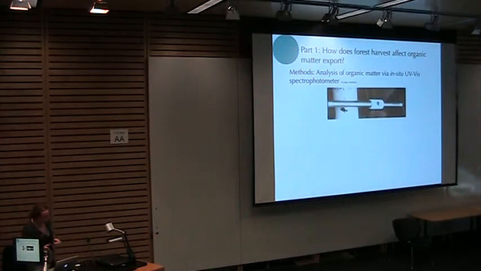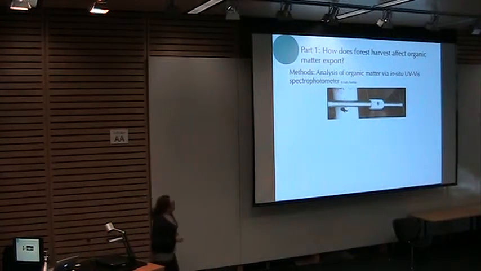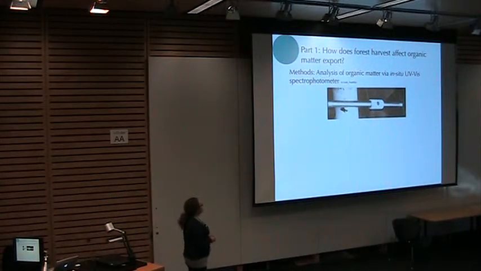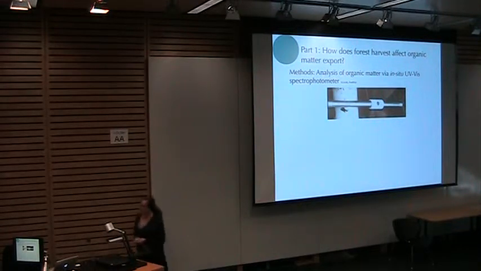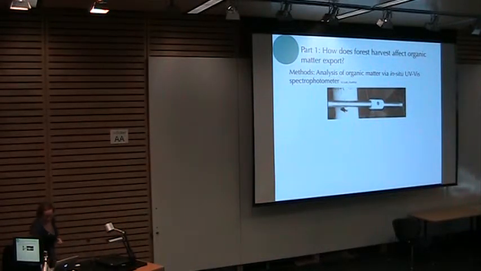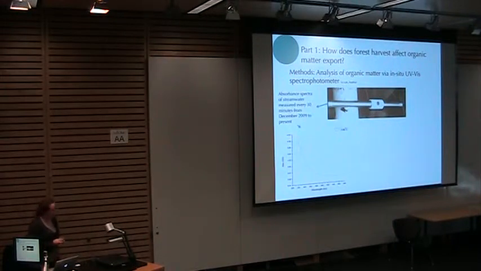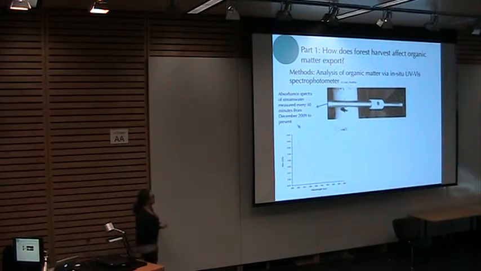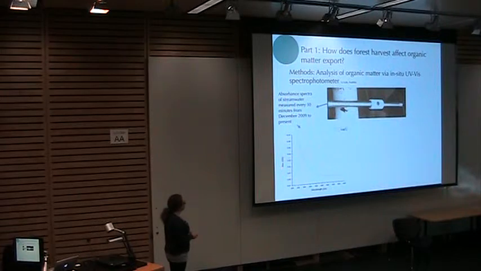So how are we actually measuring organic matter? We're using this in-situ UV-Vis spectrophotometer. This instrument has sat in the stream since late 2009. And what it's done is every 30 minutes, it takes a measurement of the absorbance spectrum of stream water that's flowing by.